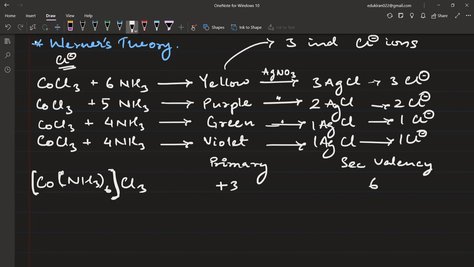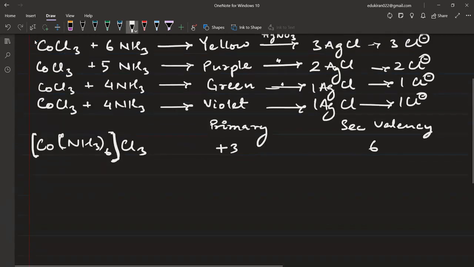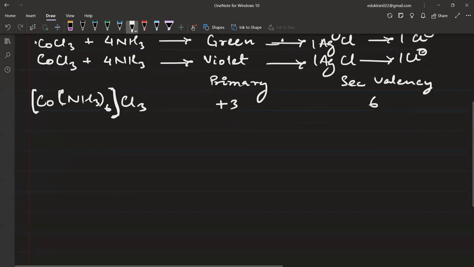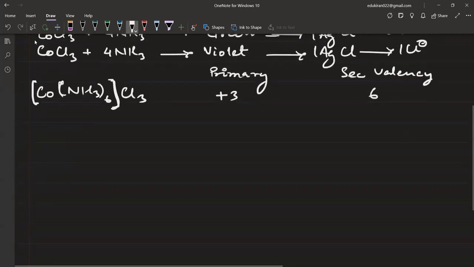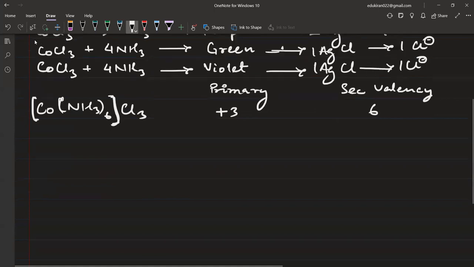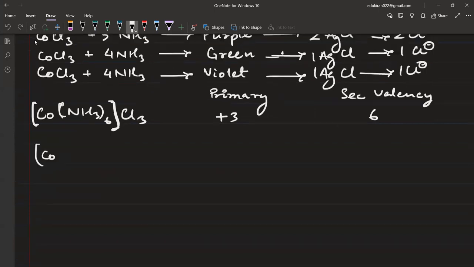Now see next. For the second one, he said that the formula will be Co Cl (NH3)5 and Cl2. Now in this case, if you see, this chlorine will be -1, NH3 ammonia is going to be 0, and Cl2 is going to be -2. So in total, this is also again going to have the same primary valency equal to +3, and secondary valency equal to 6.